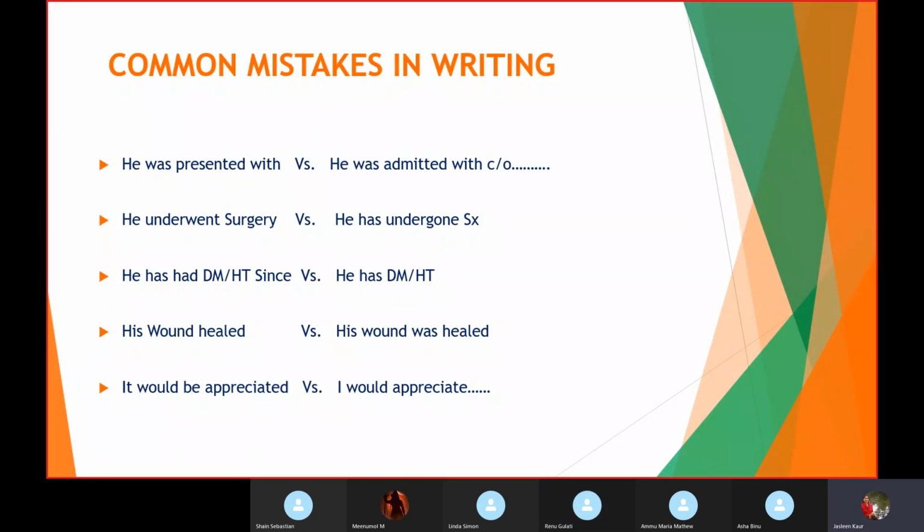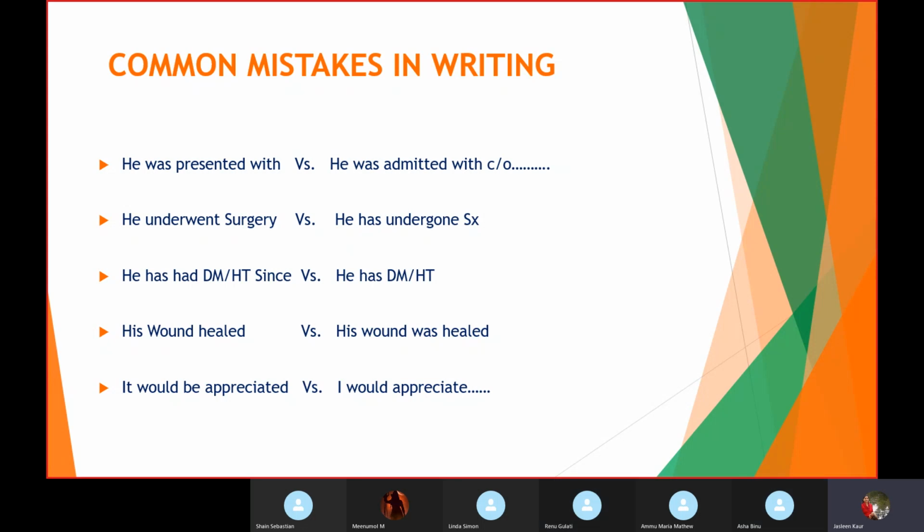Okay. So now you will tell me what is right and wrong here. Let's say the first point: he was presented with. Is this correct or wrong? Wrong. Why not? He himself only presented. Himself came. He was admitted, of course, by someone. So this is correct.